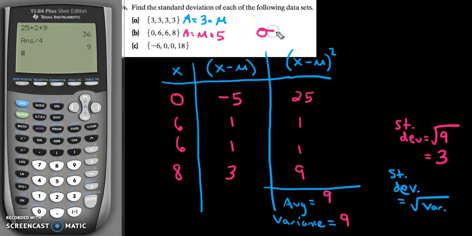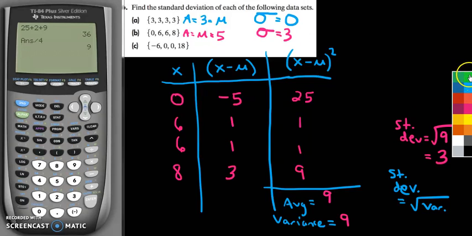And you'll sometimes see this symbol for standard deviation. So this one's 3, and the one we did earlier was 0. Okay, then we can try another one.